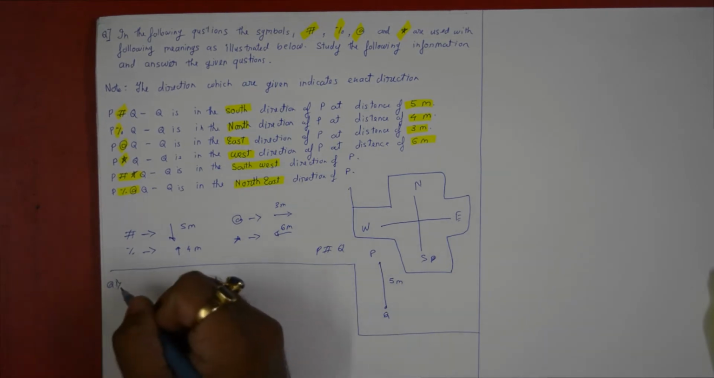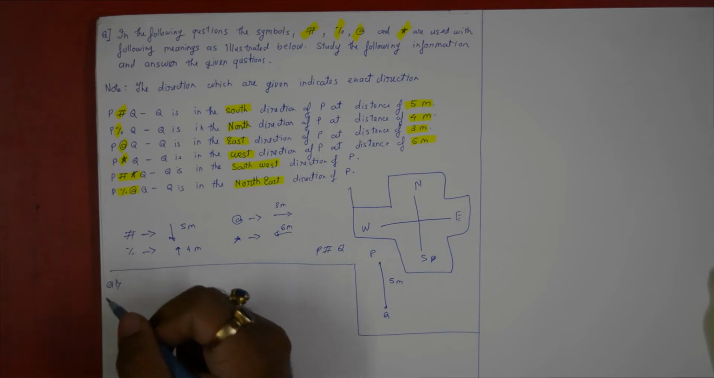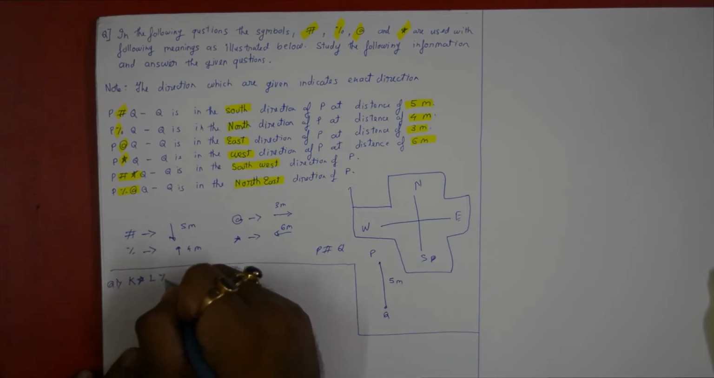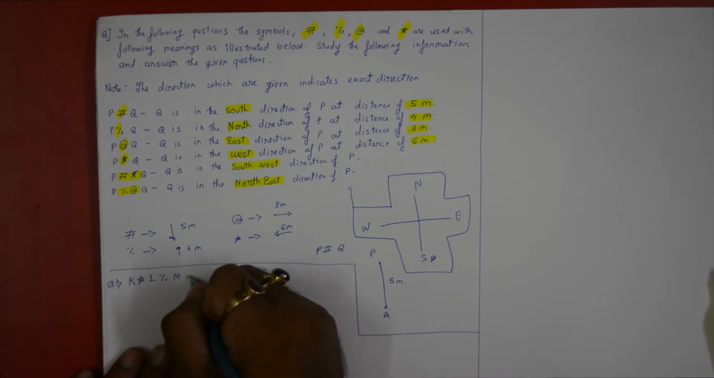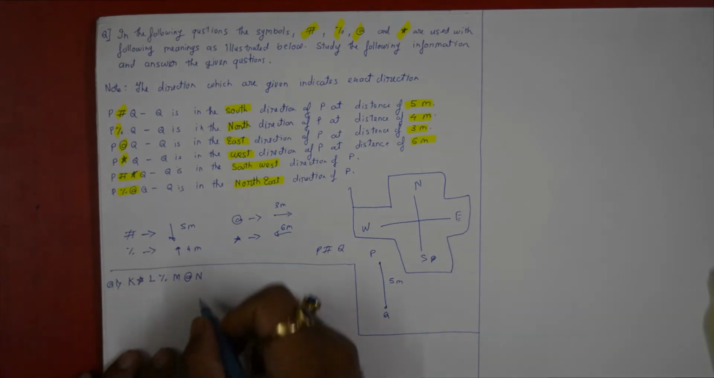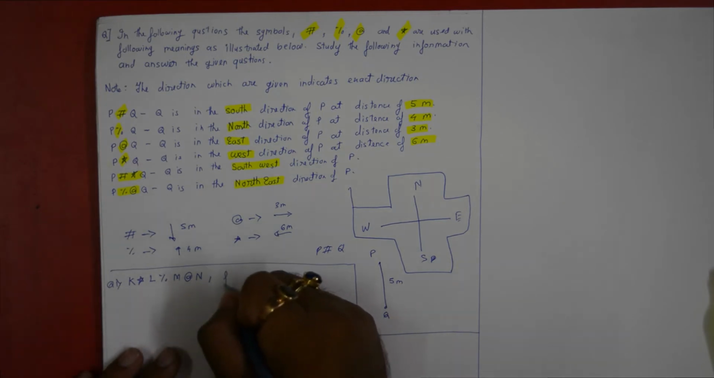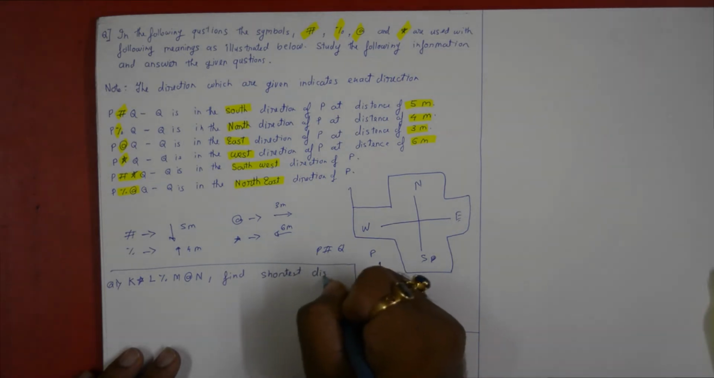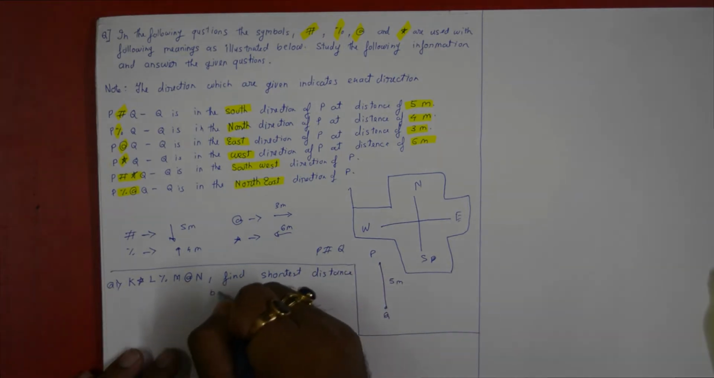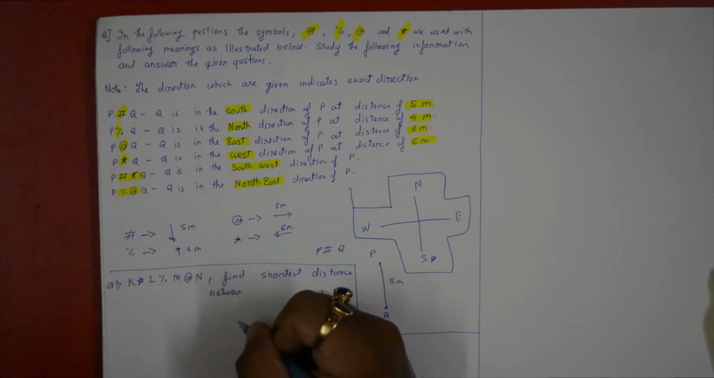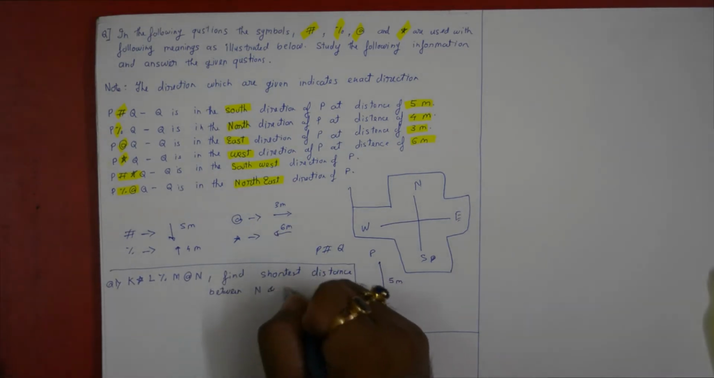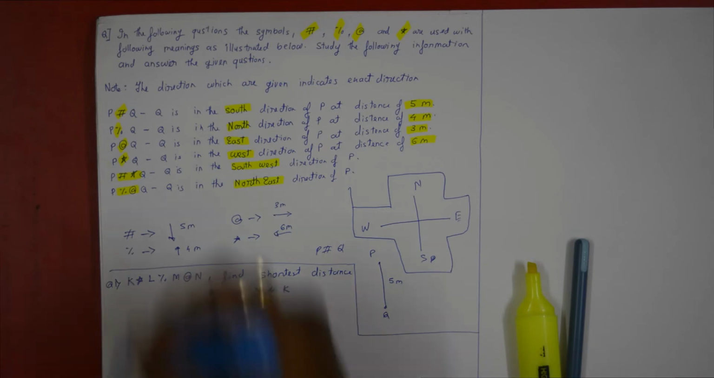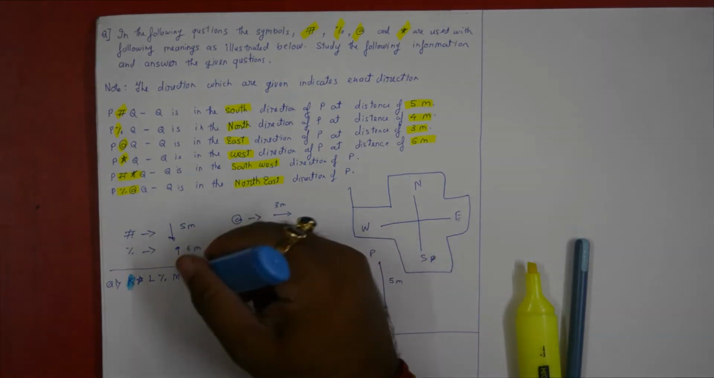So question 1 says: K star L percentage M at the rate N, then find the shortest distance between K and N. So our target this time around is K and N.